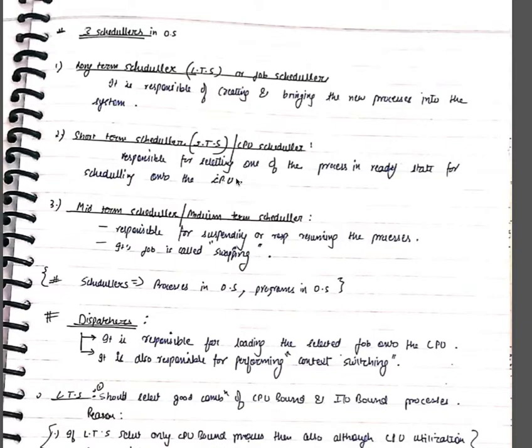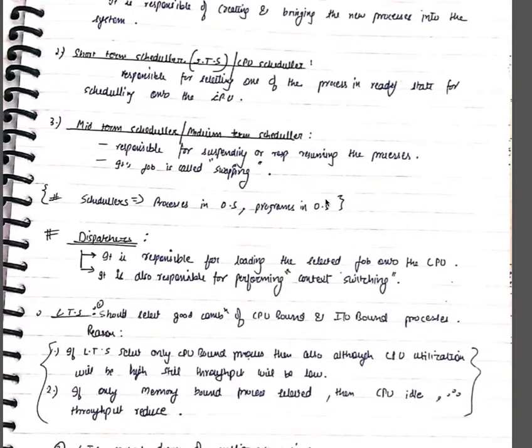Short term scheduler is responsible for selecting one of the processes in the ready state for scheduling onto the CPU. Now, I have shown you in the ready queue many processes can reside, right? Remember, in the ready queue many processes can reside, but in the running state only one process will be running at a single instance of time. So from ready state to the running state, who assigns it? It's the work of the STS. The process selection will be done by the STS.